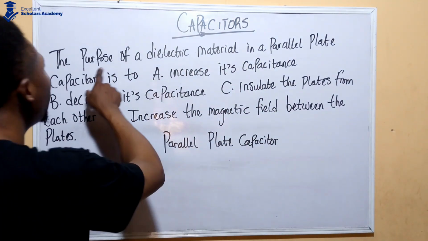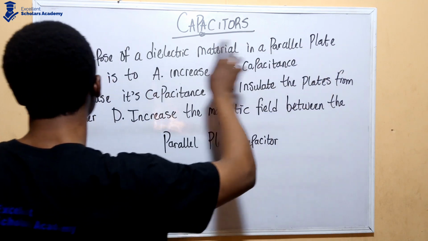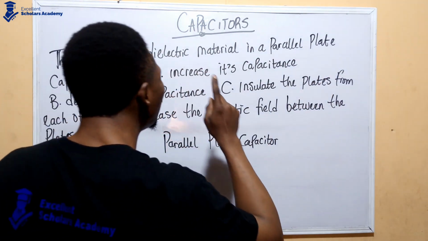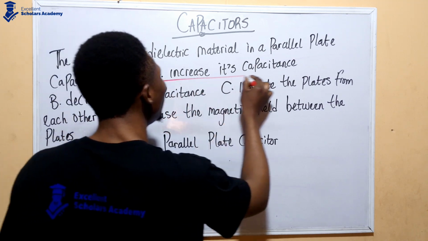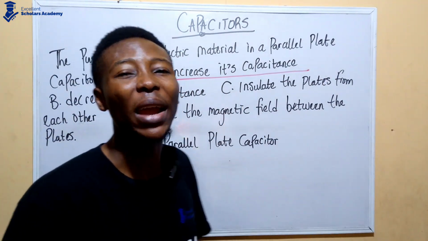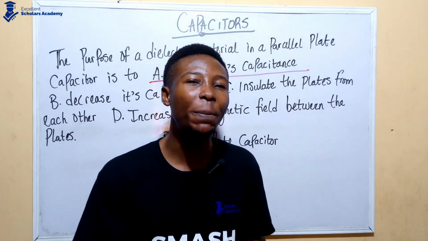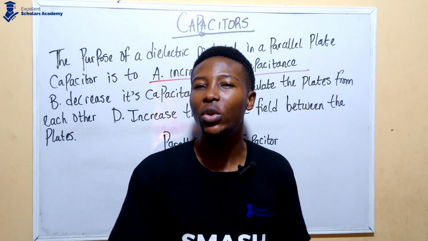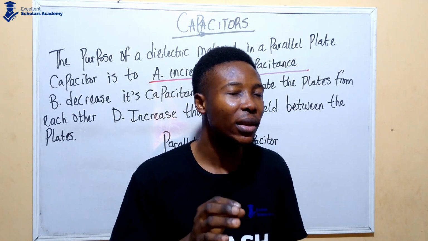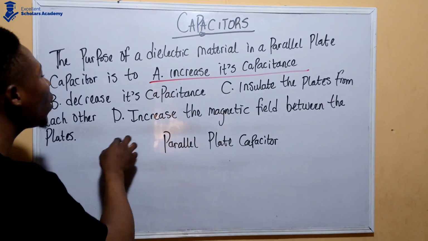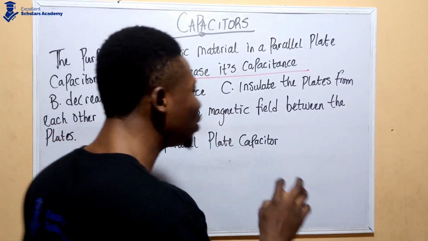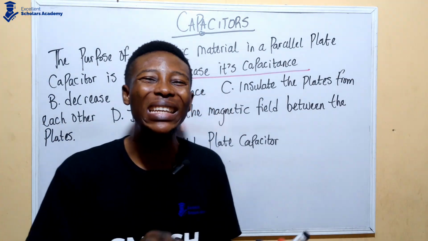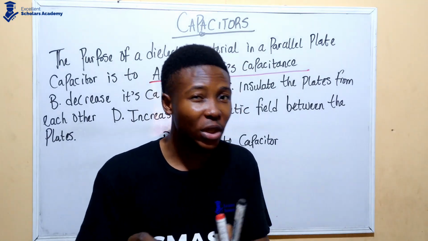Now, we're asked, the purpose of a dielectric material in a parallel plate capacitor is to increase its capacitance. Yes, the dielectric material increases its capacitance, like I said, by reducing the electric field between the plates. Now, don't make the mistake of saying insulate the plates from each other. It does not insulate the plates from each other. It separates the plates from each other.